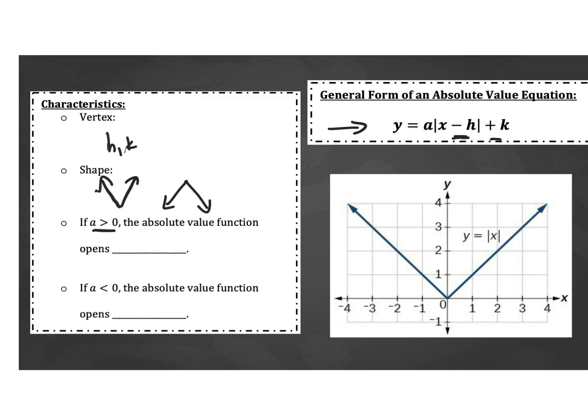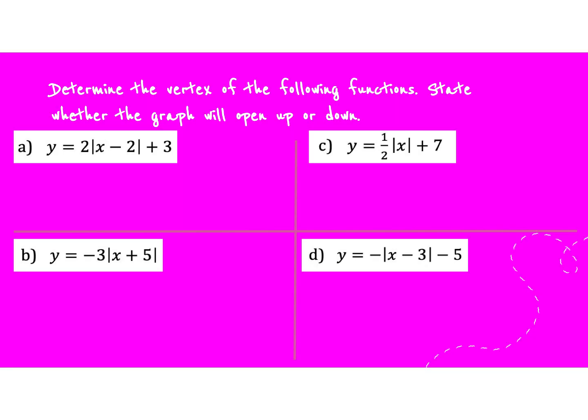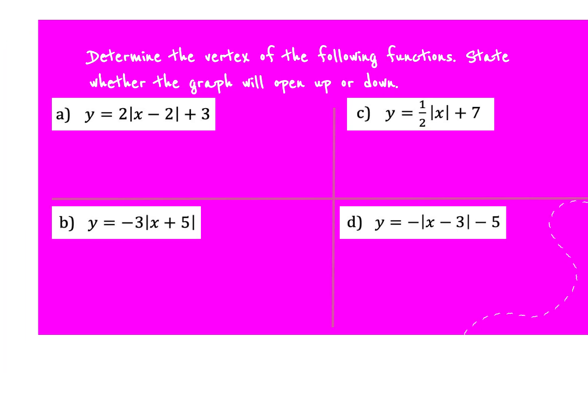If a is greater than 0, so that number is greater than 0, then it's going to open up. If it's negative, it's going to open down. And this right here is the simplest absolute value function and graph, and we call that a parent function, because every graph is some variation of that. I can flip it around, I can move it, I can stretch it, but it's going to be some variation of that.